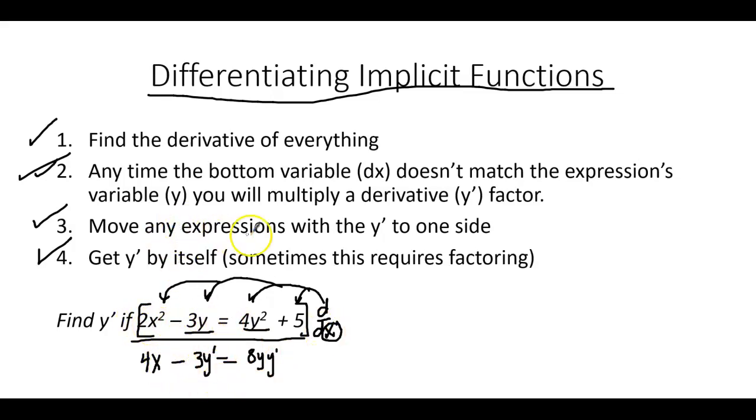The next thing you're going to do is move all the y primes to one side. So for instance, I might add this 3y to the other side here. And then after that, we move on to the next step, which is to get the y prime by itself. In this case, you would have to factor out the y prime and then divide.